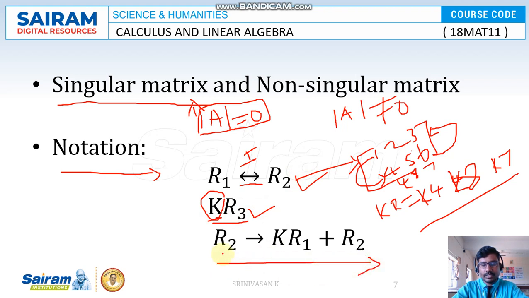What is the third notation? In R2, here I'm doing K into R1. I multiply the constant into R1 plus I add R2. That is the new row for R2. The new row is nothing but you multiply K into R1 and add R2. Okay, those are the notations.